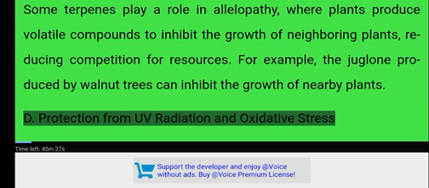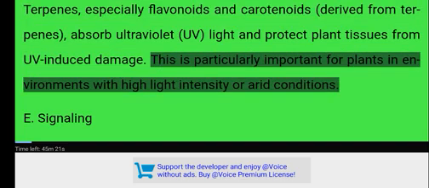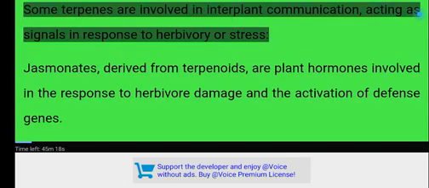D. Protection from UV radiation and oxidative stress. Terpenes, especially flavonoids and carotenoids derived from terpenes, absorb ultraviolet (UV) light and protect plant tissues from UV damage. This is particularly important for plants in environments with high light intensity or arid conditions. E. Signaling. Some terpenes are involved in interplant communication, acting as signals in response to herbivores or stress.